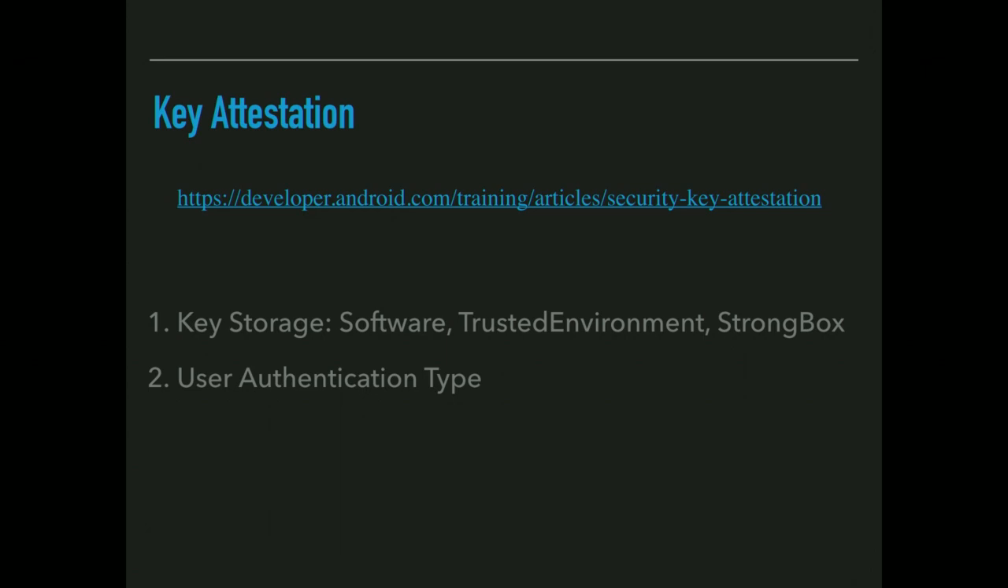But the two kind of main things that you may be interested in is that you can prove to your server or whoever else needs to verify this, where is it stored? Is it stored in software, which on lower end devices it is. It may be easier to extract the key, or other things that may be less secure. It's stored in software, trusted environment, which is more secure. It's based on some hardware things, and then Strongbox, which is kind of the best. You get that in Pixel 3, Pixel 4, have Strongbox. So that's where the key is stored, how secure is the key on the device. And then user authentication type. So this allows you to prove to your server that this key is actually tied to biometrics, which may be interesting depending on what you're using the key for.